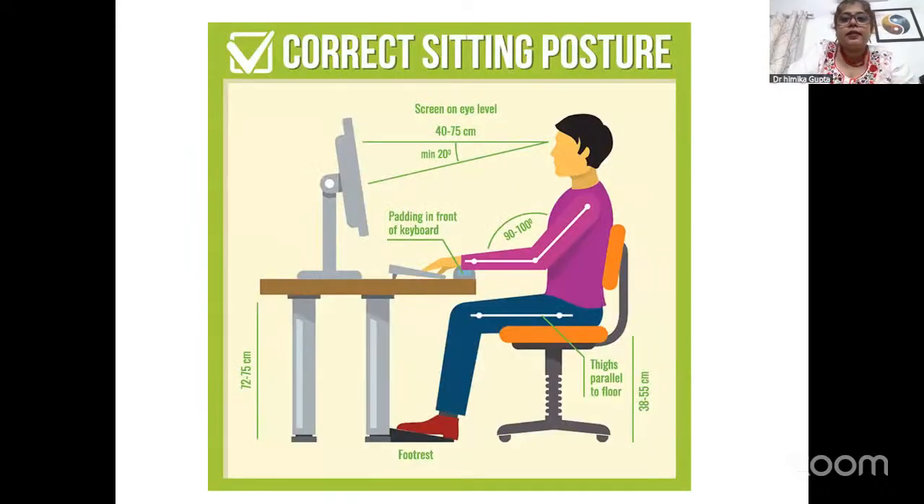So this is the correct sitting posture where the screen is up, at eye level or slightly below. Legs are almost, thighs are parallel to the ground. Body is upright at 90 or 100 degrees. And the feet are again placed down. They should not be dangling. Okay. So this is the typical correct sitting posture when we are looking at the screen.